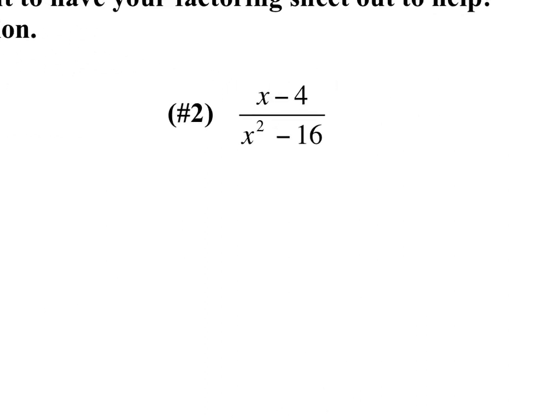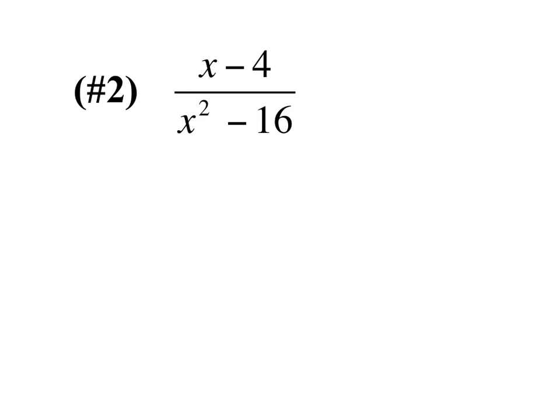All right, number 2, we have x minus 4 on top and x squared minus 16 on the bottom. Is there a GCF on top and bottom? The answer is no. How many terms do we have? The top is just x minus 4. We can't factor that at all. But the bottom, we have x squared minus 16. What kind of pattern is that? That's a difference of squares, which factors as a plus b, a minus b.